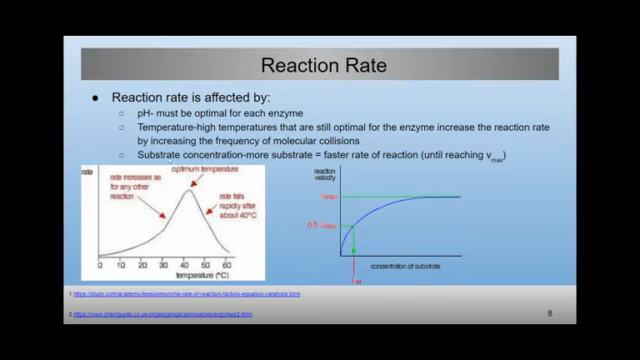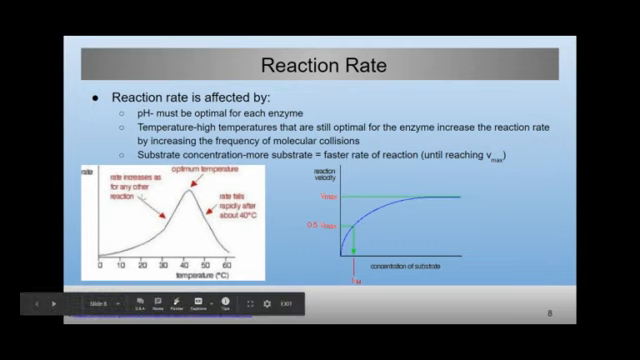Finally, the third factor is substrate concentration. The more substrate, the faster the rate of reaction, until this thing called Vmax is reached. Vmax is the maximum rate of reaction when the enzymes themselves no longer have an open active site, which means that a substrate is already bound to the maximum amount of enzymes present in the system. And so after that, you can't really go above that Vmax, okay? And so the rate of reaction levels off at that point at Vmax.